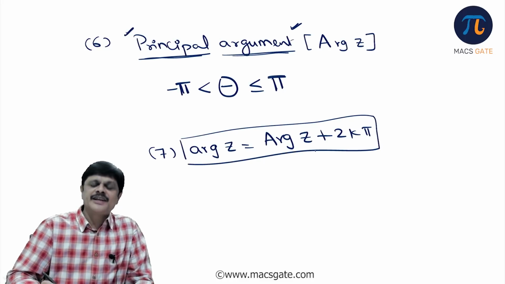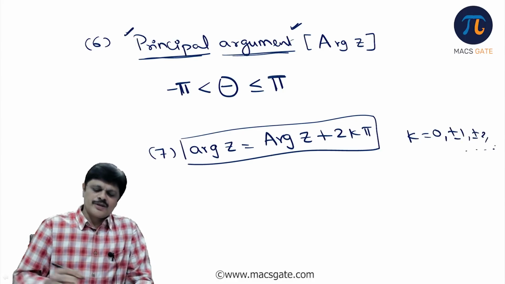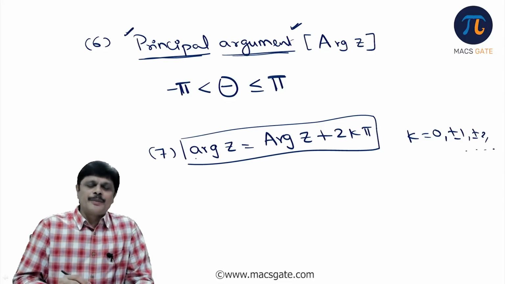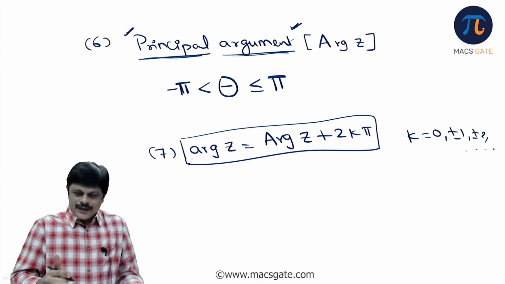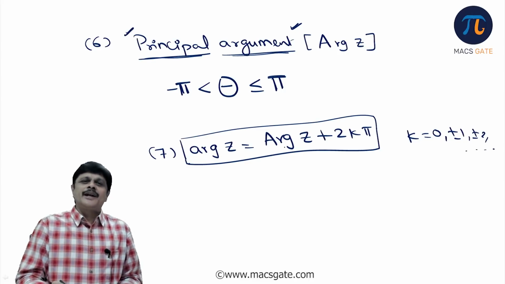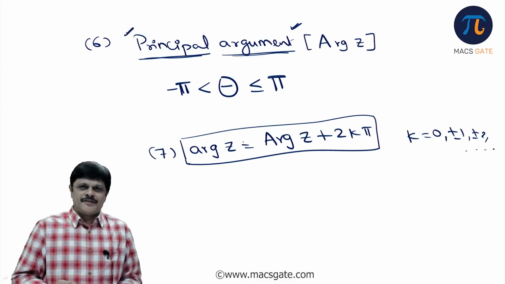Any argument you can express in terms of the principal argument, where k can be 0, plus 1, minus 1, plus 2, minus 2, and so on. Okay, this is the argument of z. Is the idea clear? This is the argument of z. Once you understand, we are in a position to express a complex number in polar and exponential form.